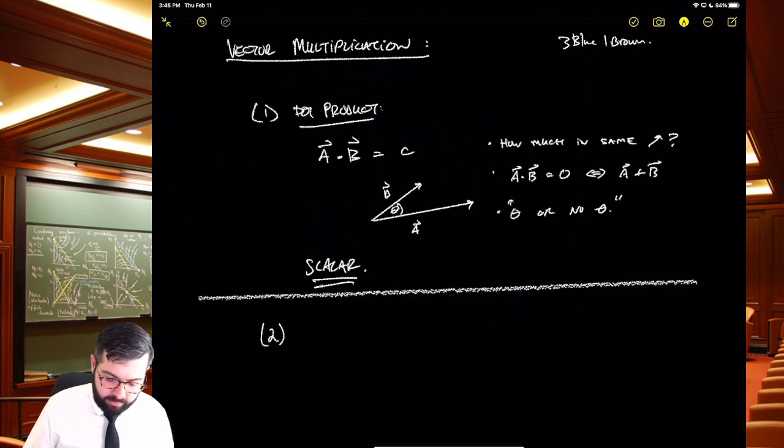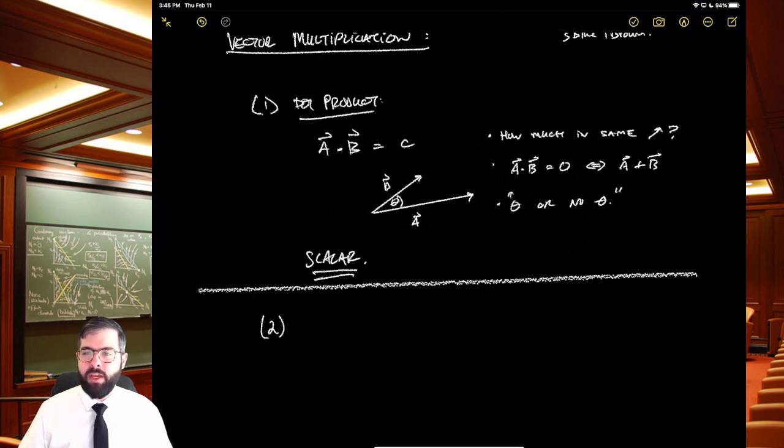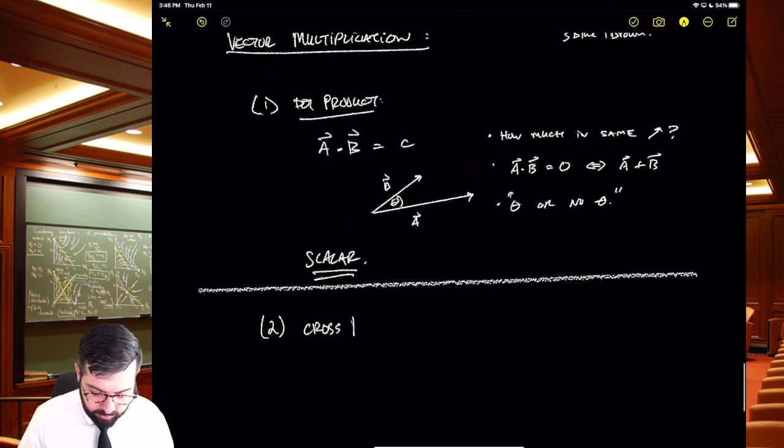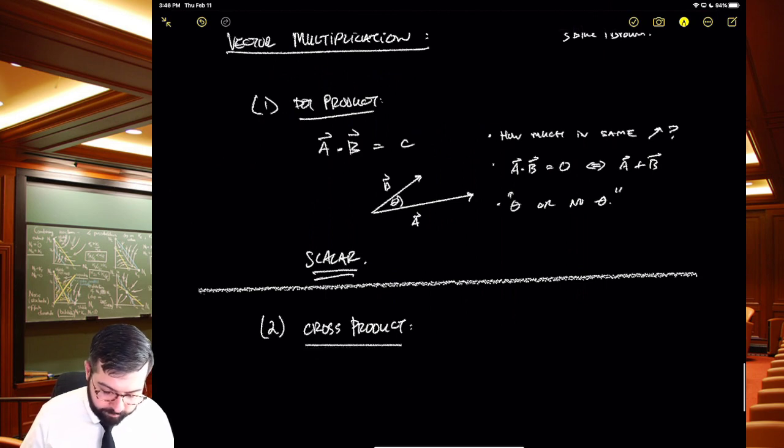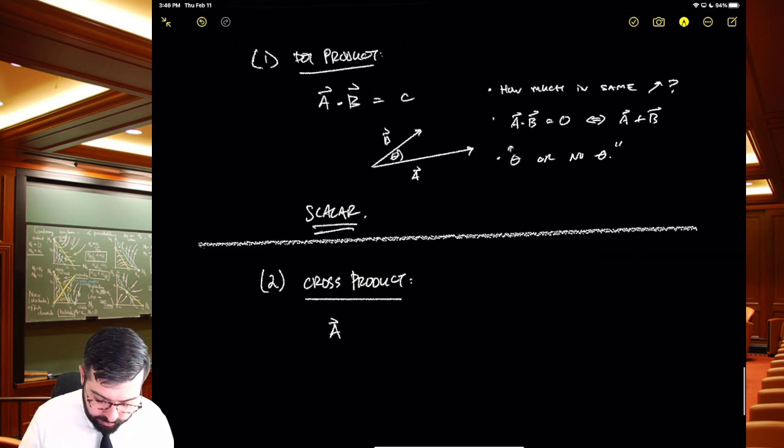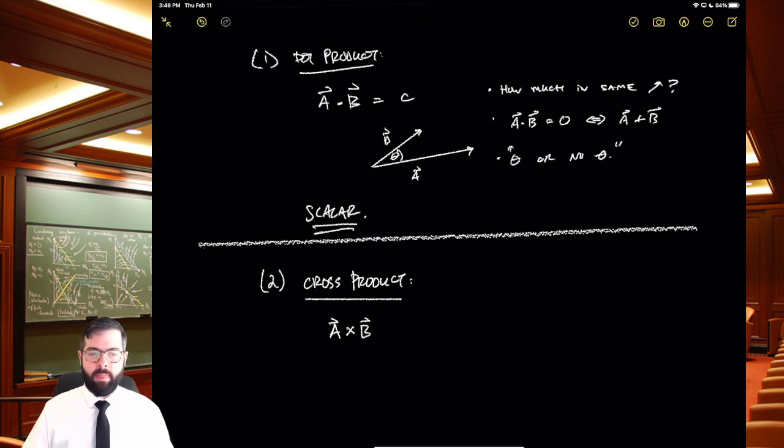The second form of vector multiplication, and again, I'm using that word pretty irresponsibly, okay? It's called the cross product. And we use this symbol, the old school times, to represent the cross product.